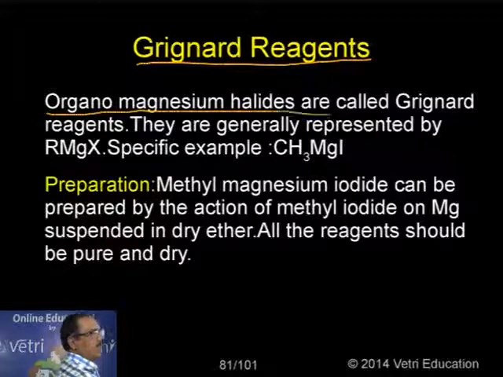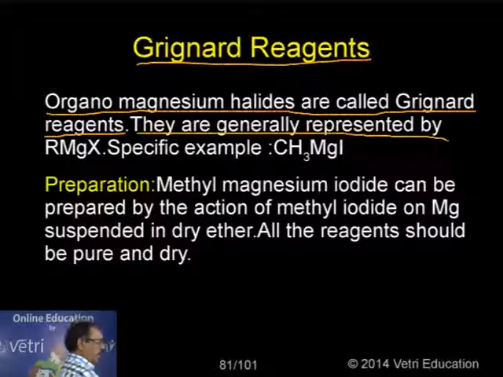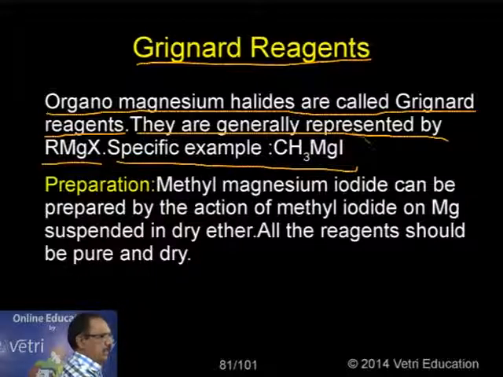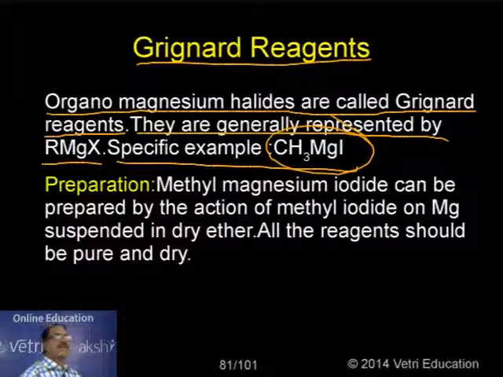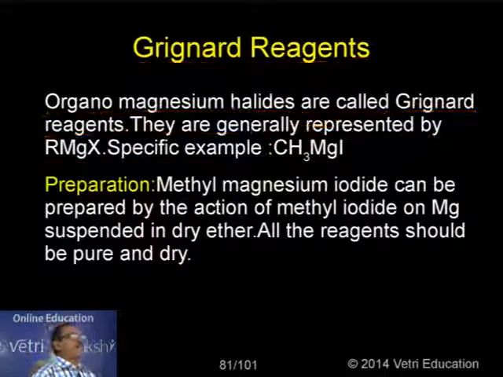Organomagnesium halides are called Grignard reagents. They are generally represented by RMgX. As a specific example I am going to use here, methyl magnesium iodide, or sometimes you can use ethyl magnesium iodide. In the case of aromatic, phenyl magnesium iodide. How to prepare Grignard reagent?